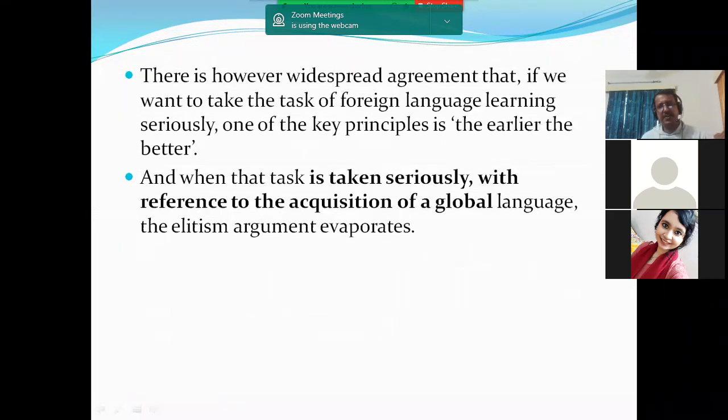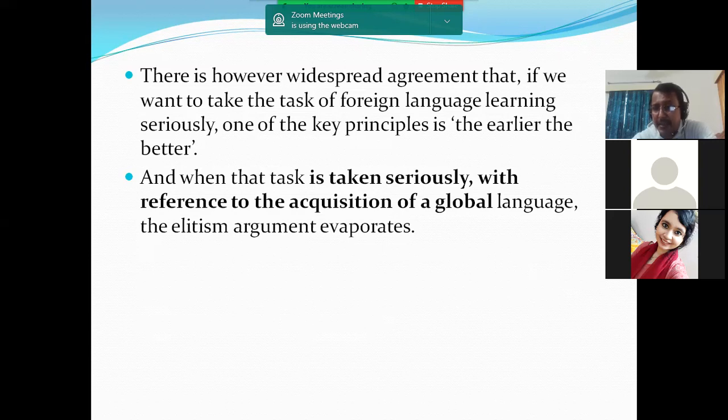There is, however, widespread agreement that if we want to take the task of foreign language learning seriously, one of the key principles is the earlier, the better. So the earlier you start learning a second language, the easier and better it will be for language learners. And when the task is taken seriously with reference to the acquisition of the global language, the elitism argument evaporates. What does it mean?